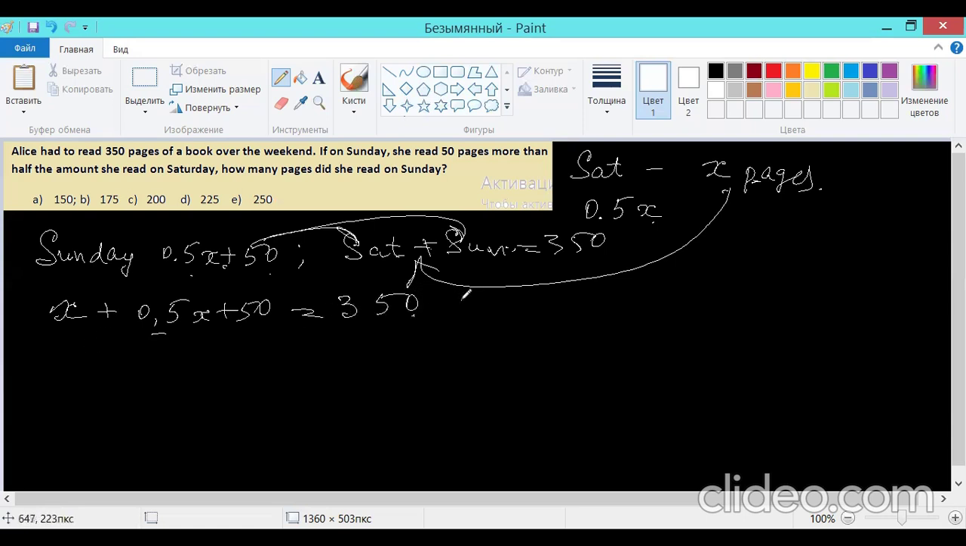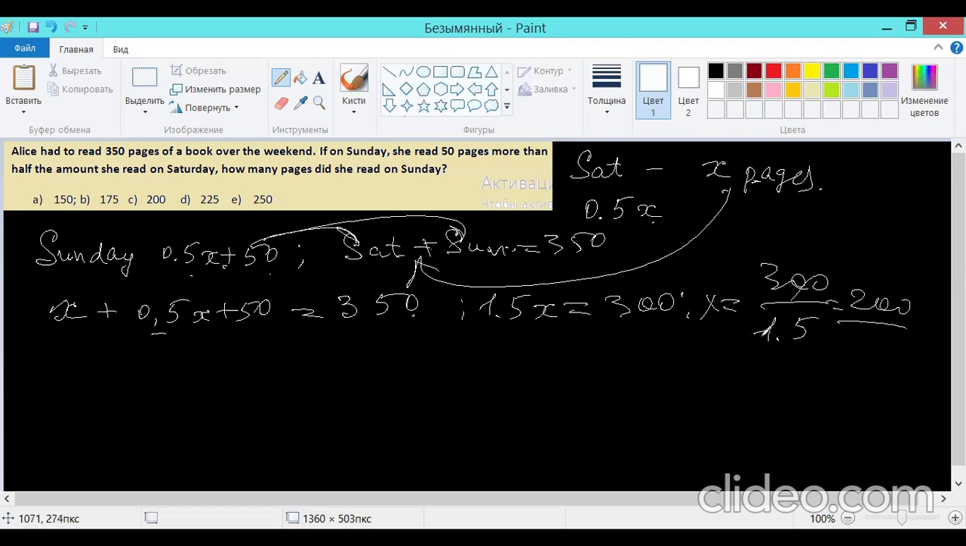Okay, it means 1.5 times X is equal to 300, and X is equal to 300 divided by 1.5, and we got 200. It means that on Saturday she read 200 pages, but they want us to find out the number of pages she read on Sunday. For that reason, we add 50.